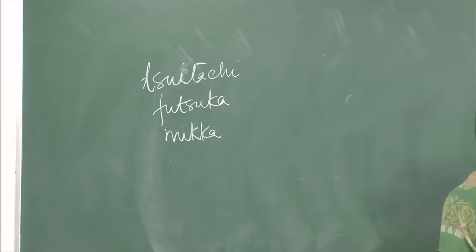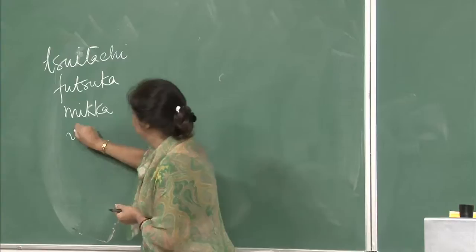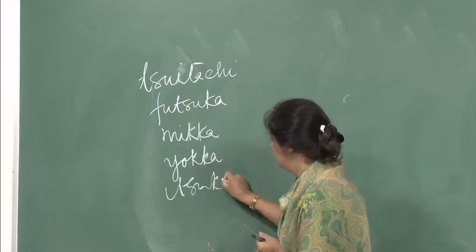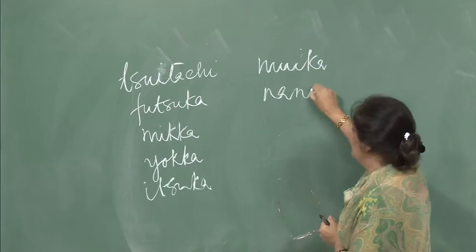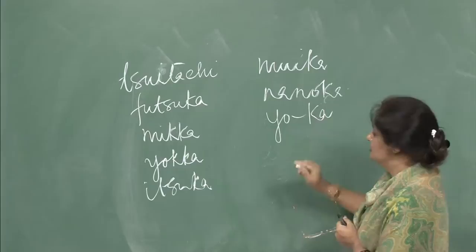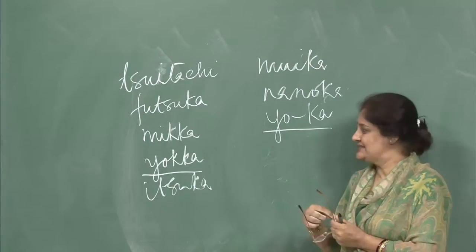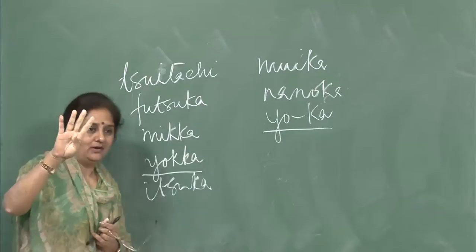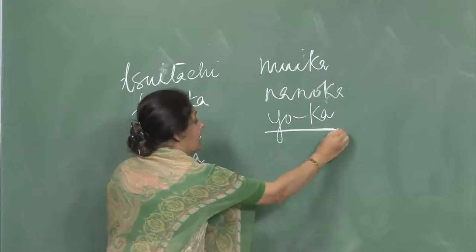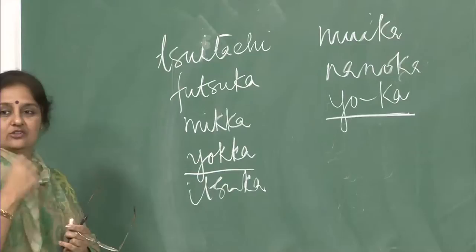Suitachi, futsuka, mikka, yokka, itsuka, muika, nanoka, yoka. So you will notice this yokka and yoka are quite similar, but there is a slight difference. Yokka is 4, which is a small number, so the sound is also small, and yoka, a larger number, which is 8, sound is also long and elongated.